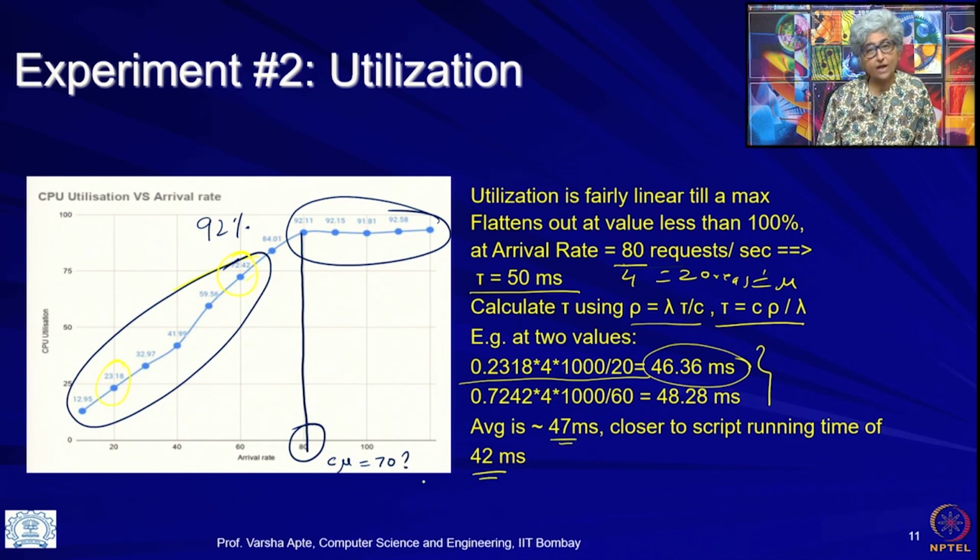Now, this is closer to the running time of the script of 42 milliseconds. Note that if 42 milliseconds is the tau, then C mu is actually close to 80 requests per second. No, actually it is greater than 80, much greater than 80 requests per second. With 50 milliseconds, we have a 20 requests per second capacity of one core and 80 for 4 cores. So, with 42 milliseconds we should be having much more.